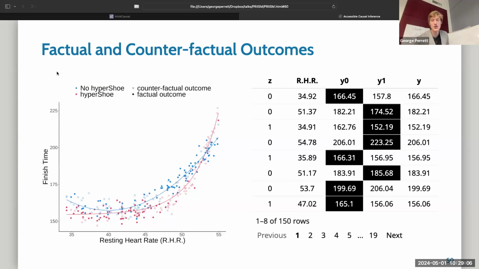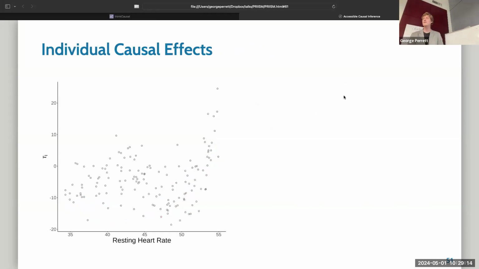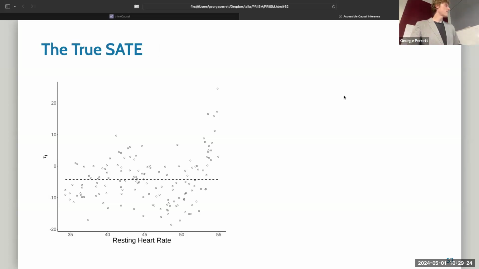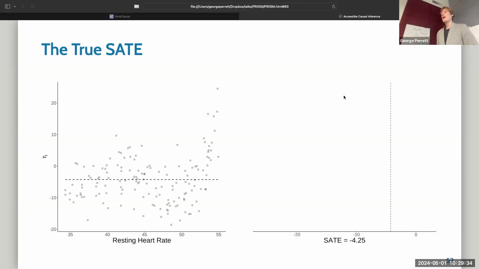I can, for each runner, take the difference between y1 and y0 to calculate an individual treatment effect tau. I can plot all of these individual treatment effects. So this plot, there's 150 points. Each one represents the runner's true individual effect from the hypershoes. If I take the average of all of these, it's going to give me the SATE. The SATE is just the average of all of the individual causal effects in the sample. And it's negative 4.25. Now, this should look a little familiar. The SATE hasn't changed. And that's because the potential outcomes haven't changed.